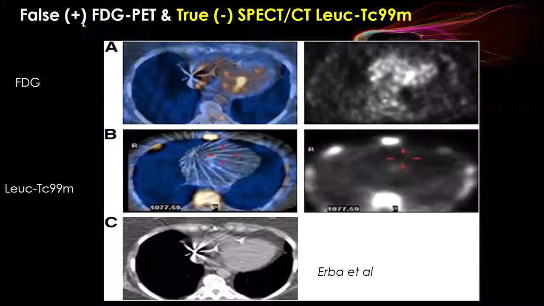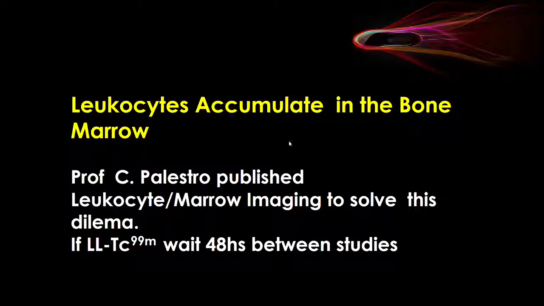Also, not very frequent, you can have a false positive FDG PET with a true negative SPECT CT leukocyte with technetium 99m, as is happening here. This is the positivity in the FDG, false positive, and negative in the leukocyte technetium. Leukocytes accumulate in the bone marrow.